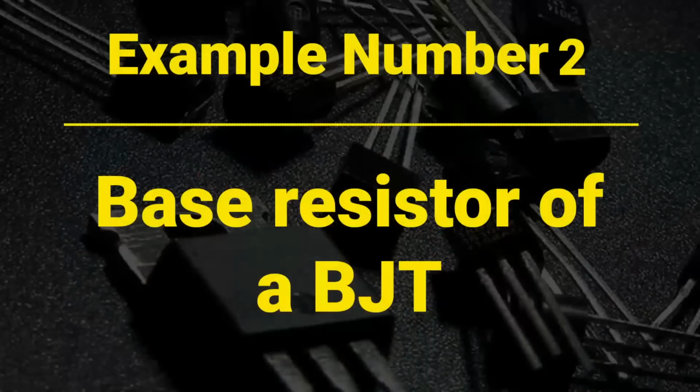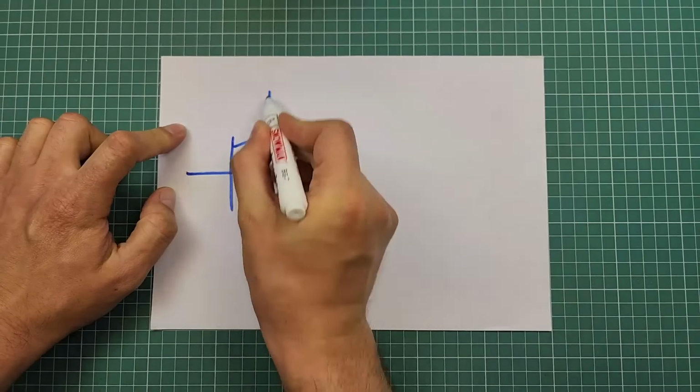Example number 2, base resistor of a BJT. Typically, a resistor is placed at the base terminal of a bipolar junction transistor for various reasons. Sometimes it is used to limit the current flowing to the base terminal, protecting the transistor from damage. Other times it is employed to configure the transistor to operate within a specific region.